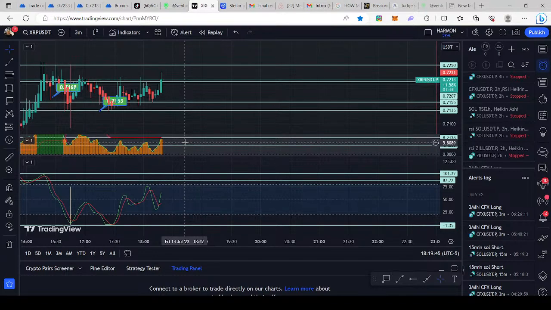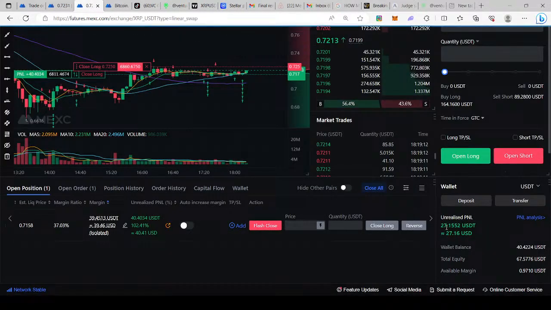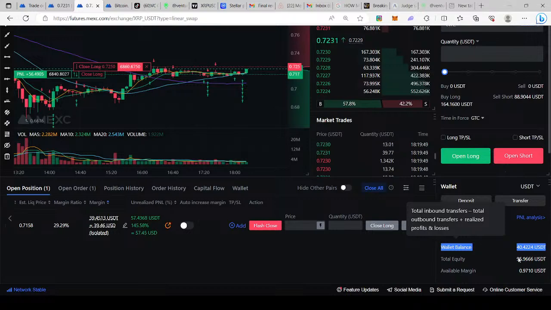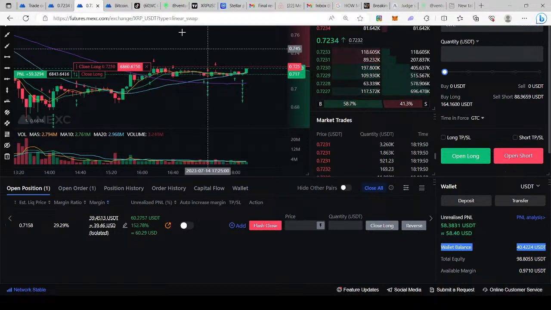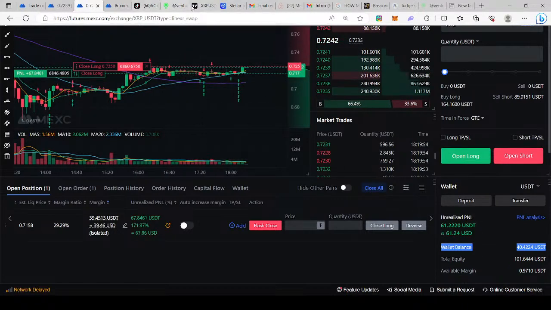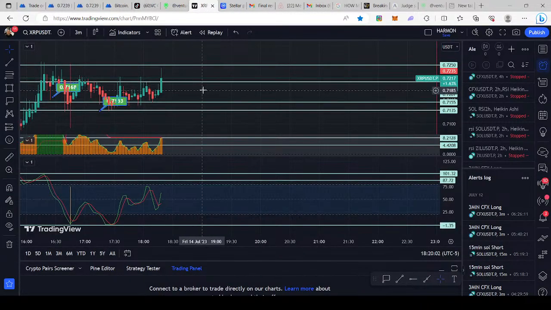Come on, 3 minute moon. Pay me, 3 minute moon. So right here, you can see my wallet balance started off at $40. And right now we're at 95. Let's go. It's almost there, baby. Come on, Green Moon. Pay the piper.